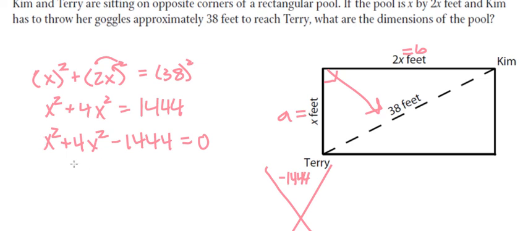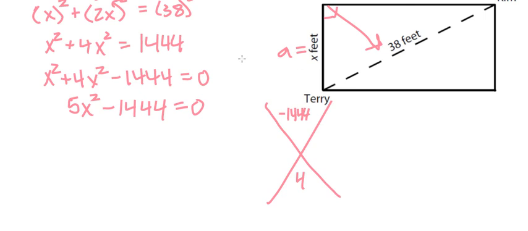So right here, when I combine these, I'm actually going to have 5x squared minus 1,444 is equal to 0. So here, technically, I'm going to need things that multiply together to give me 5 times that value, and that's simply not going to be feasible. So this is not a process that we are going to participate in.